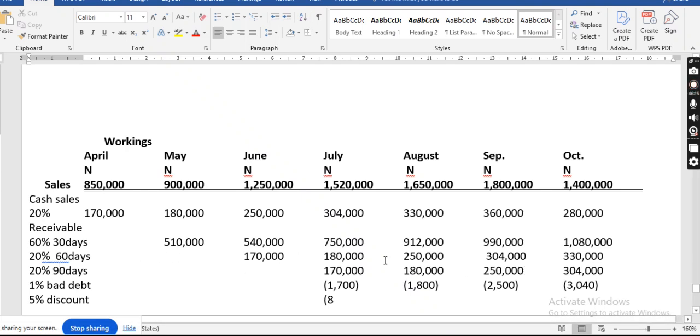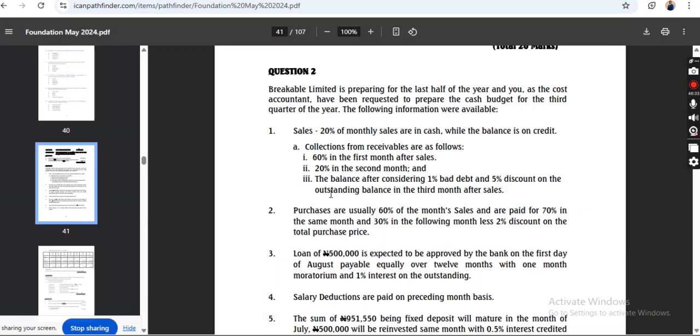So the 5% is on the outstanding balance of this. The 1% is on this. The 5% is on this. Do you get? So you're saying the bad debt and that of discount is on these 90 days now? Yes, that is according to the question. The balance after considering 1% bad debt and 5% discount on the outstanding balance in the third month after sales. Okay.